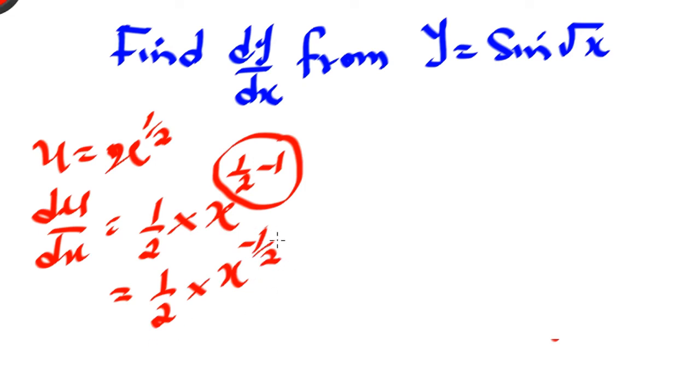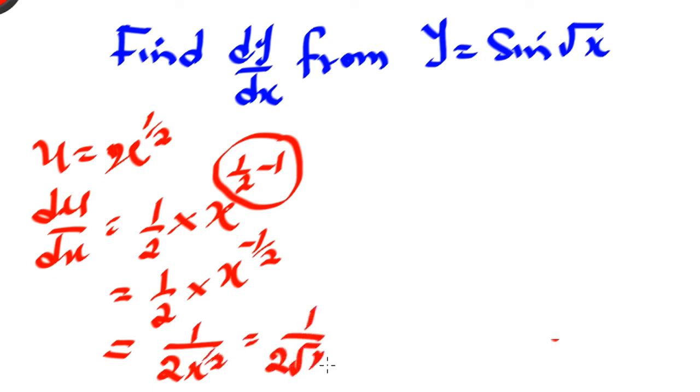To make this power positive, we take the reciprocal of x. So I'll have 1 over 2x raised to the power 1/2, which can also be written as 1 over 2 root x, from laws of indices. That is one part of it.